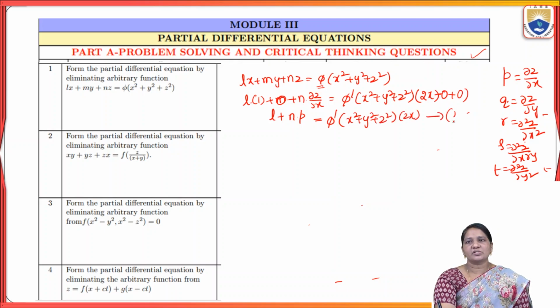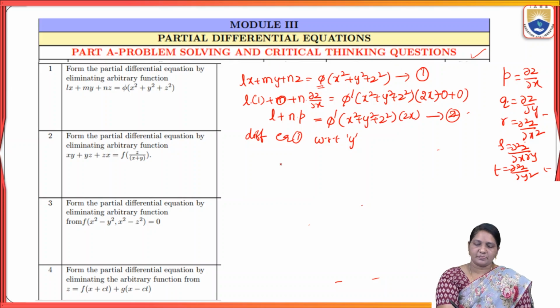This is equation 1. In the same way, we are going to do the partial differentiation with respect to x for the given equation. So here, if you take this one as 1, this is 2. Now do the partial differentiation of equation 1 with respect to y. Before, we did it with respect to x, now we are doing it with respect to y.